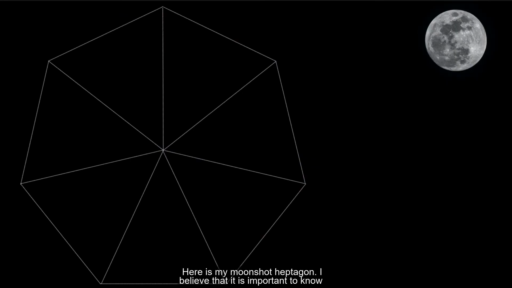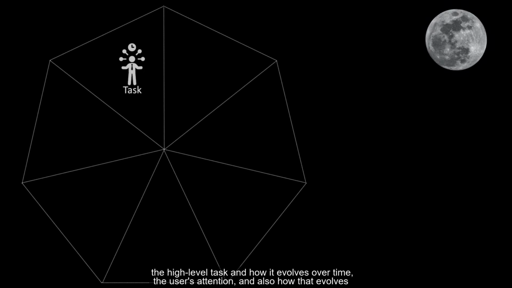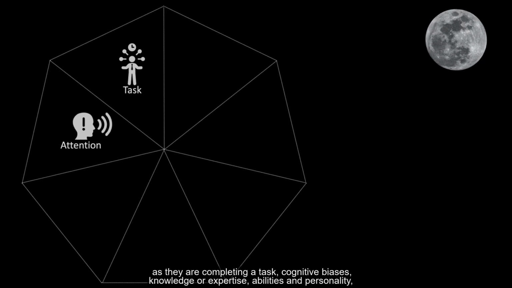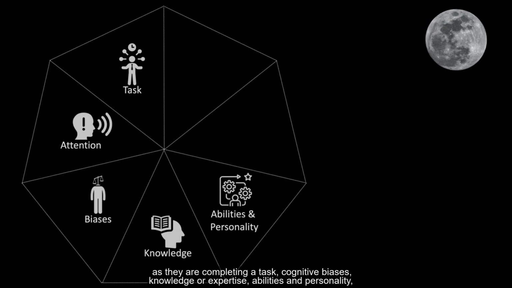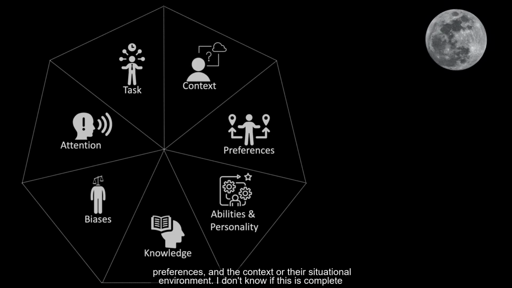Here's my moonshot heptagon. I believe that it is important to know the high-level task and how it evolves over time, the user's attention and also how that evolves as they are completing a task, cognitive biases, knowledge or expertise, abilities and personality, preferences, and the context or their situational environment.